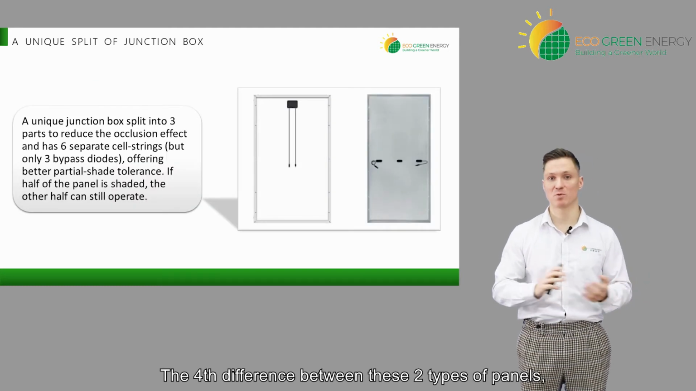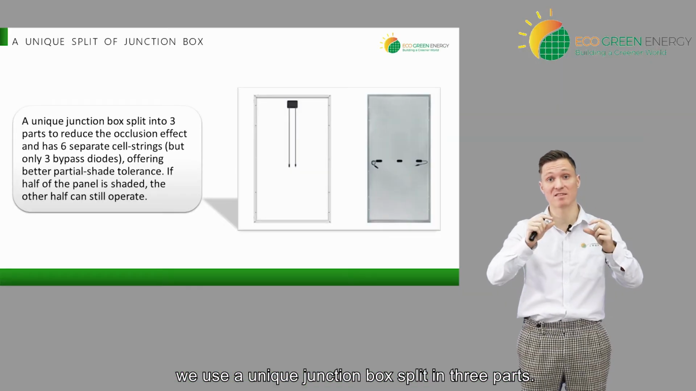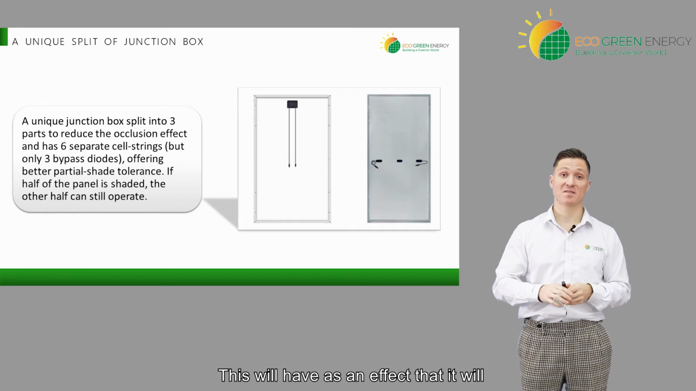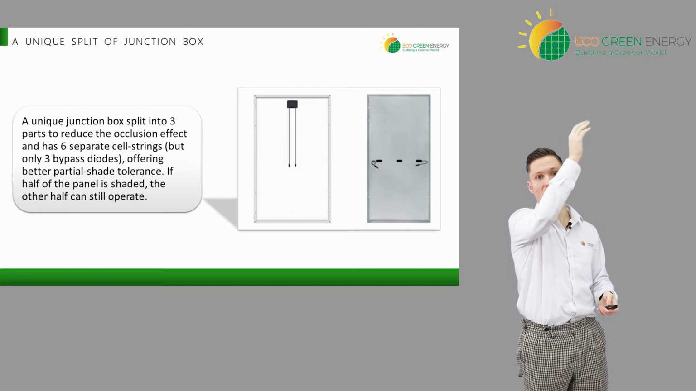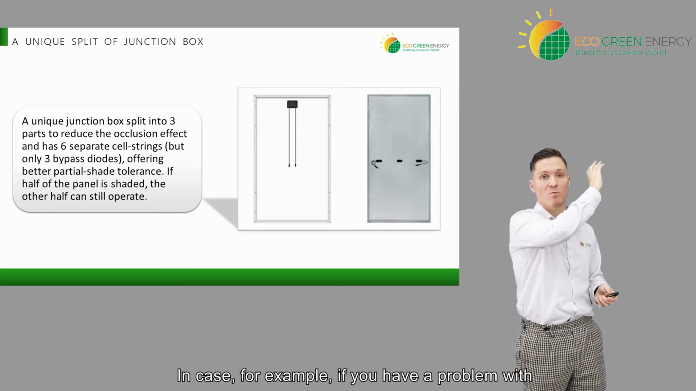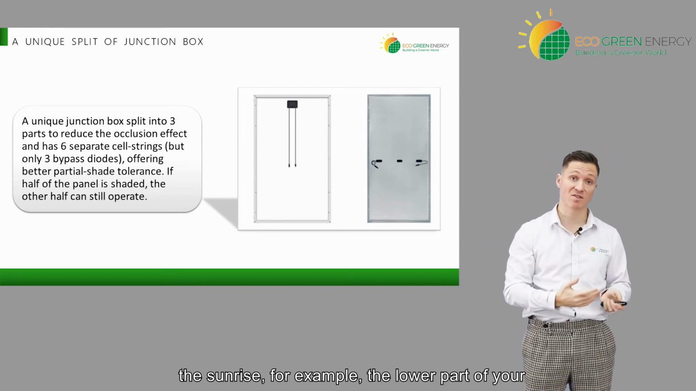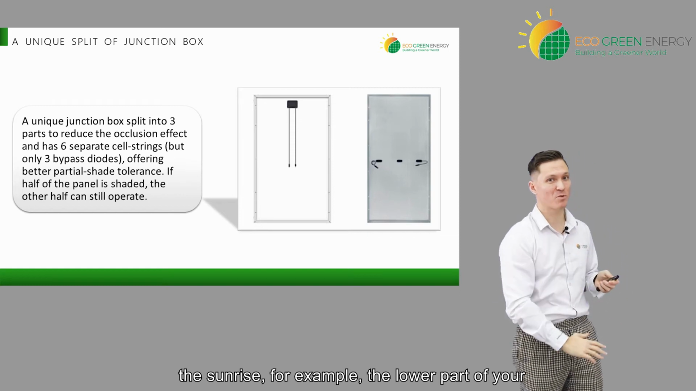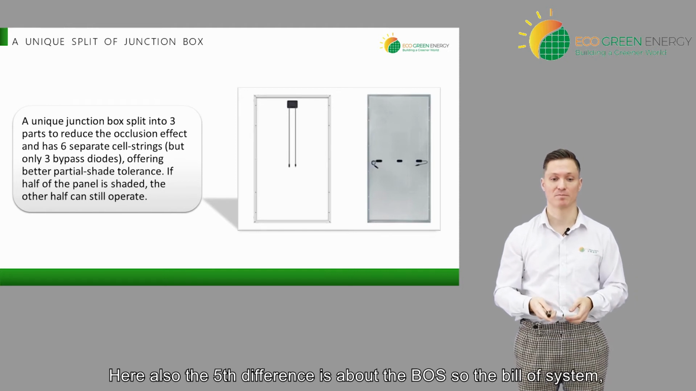The fourth difference between these two types of panels is regarding the junction box. In the case of the half-cut cells PV module, we use a unique junction box split in three parts. This will have as an effect that it will divide and cut your panels in two parts, the upper part and the bottom part. In case, for example, that you have a problem with the upper part of your panels, or because it's the sunset or the sunrise, for example, the lower part of your panels will still work, which is not the case for the 5-busbar PV module.